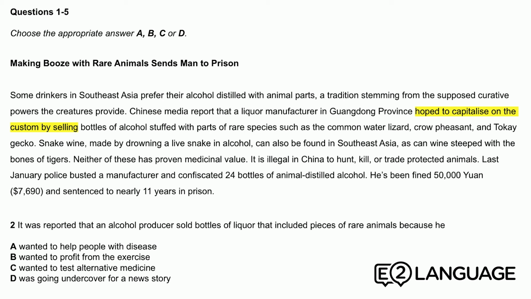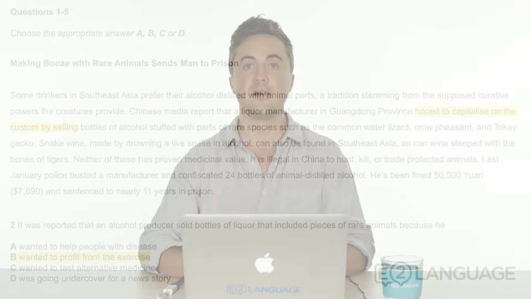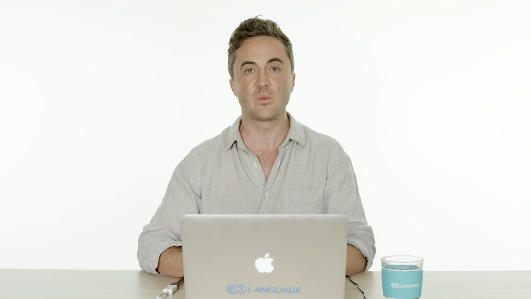So which of those answer options, A, B, C, or D, say the same thing as this part of the sentence but in different words? The answer is B, wanted to profit from, capitalize on. These are the same in terms of meaning. It's a paraphrase. All right, how's that going? Hopefully you're getting these along with me.